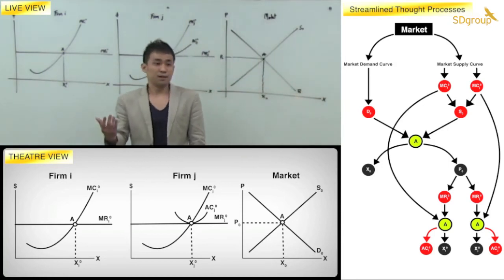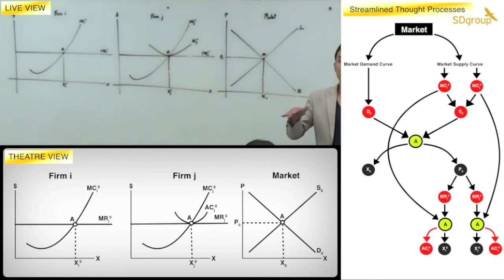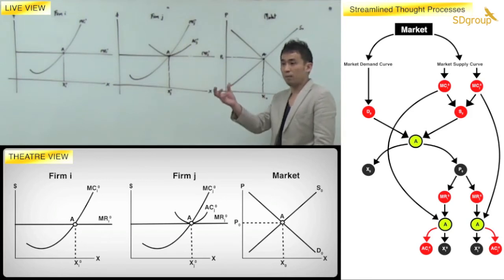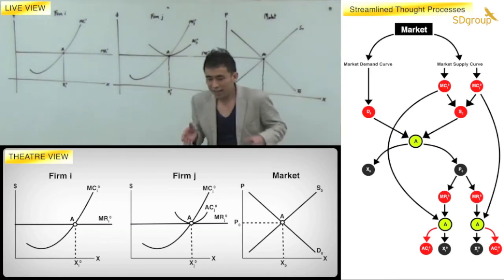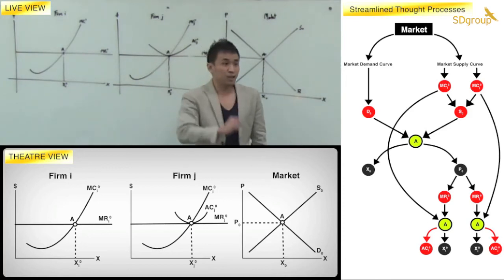I give you another example. In China, sometimes the government will force oil firms to make losses because they want to cap oil prices. Then what about the losses? How come they can still survive? Because the government will top up the losses. You understand?